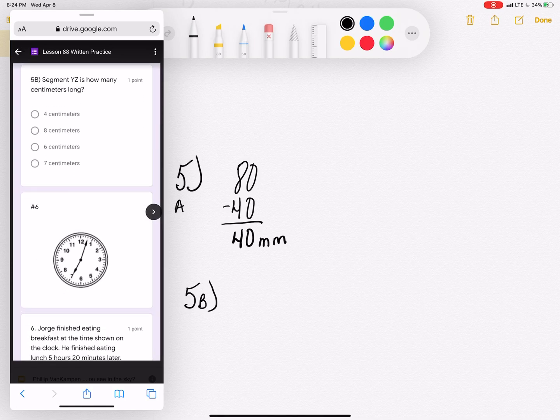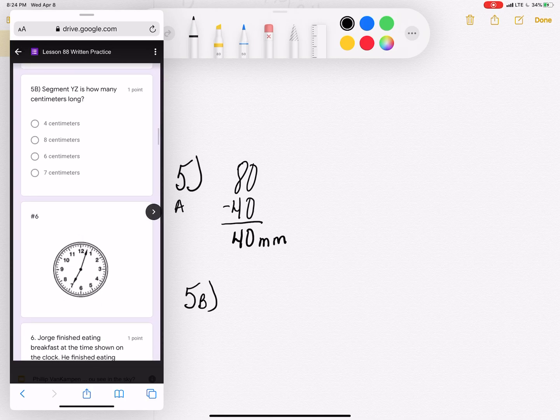5B, segment YZ is how many centimeters long? So basically convert 40 millimeters to centimeters. Remember, that's as easy as marking out a 0, and that is 4 centimeters.